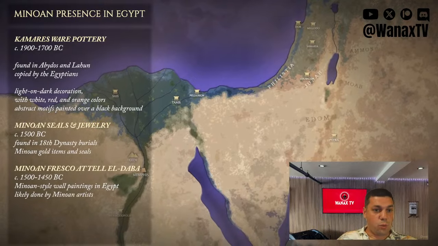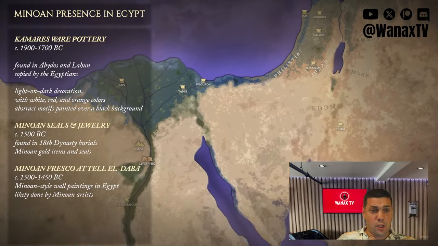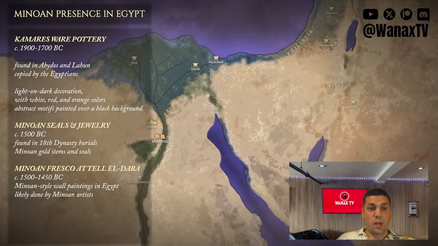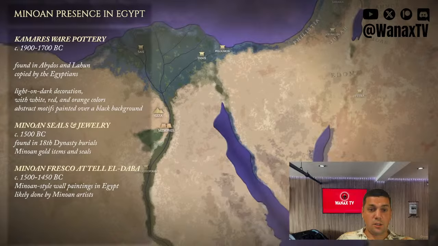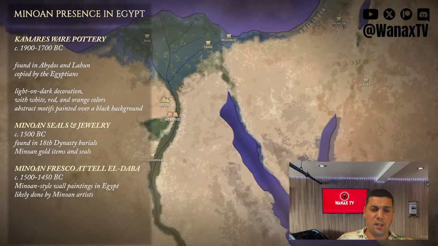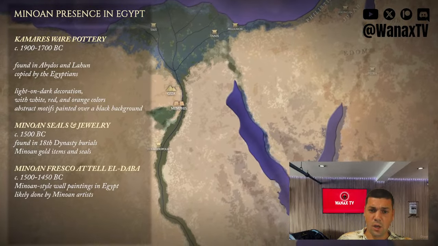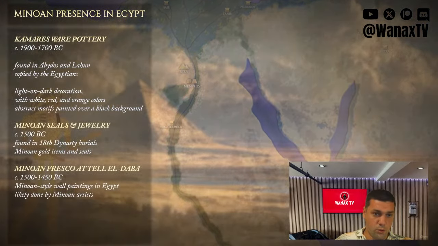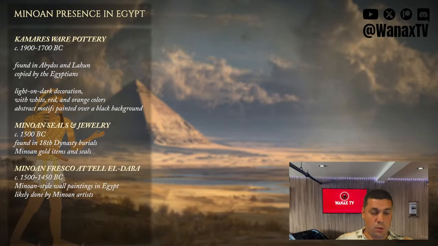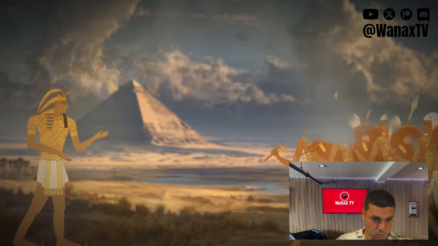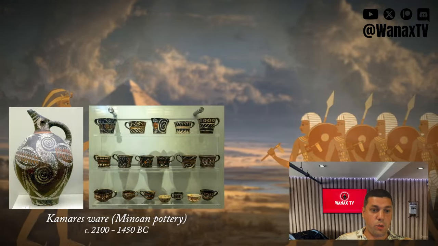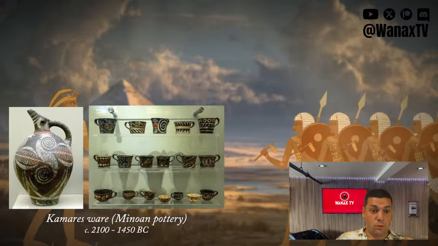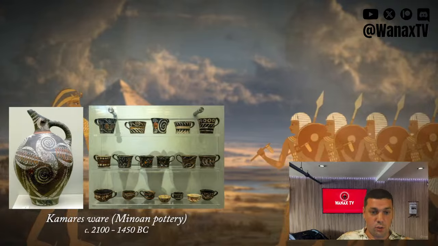First, we have Kamares ware pottery, which in Egypt is present between 1900 and 1700 BC. When it comes to the pottery in general, this is the Minoan pottery of the time period, and I believe that the Minoans produced it from 2100 all the way to 1450 BC. So this Minoan pottery, and I'll show it to you on the screen right now. This is the Minoan pottery. So this is the pottery we're talking about, the Kamares ware, Minoan pottery produced on Crete from 2100 to 1450 BC.